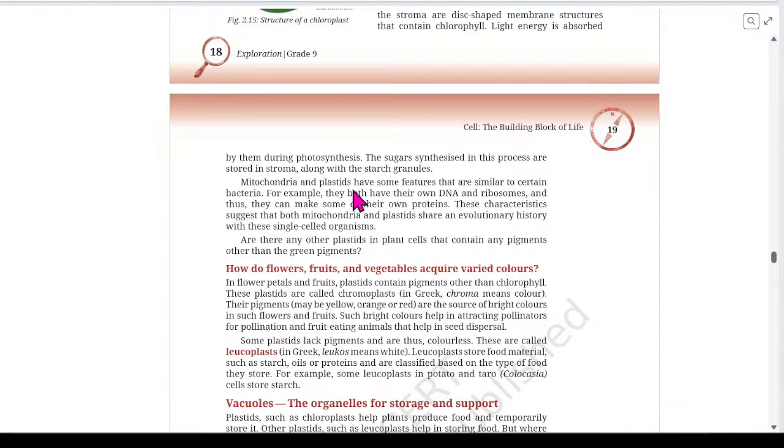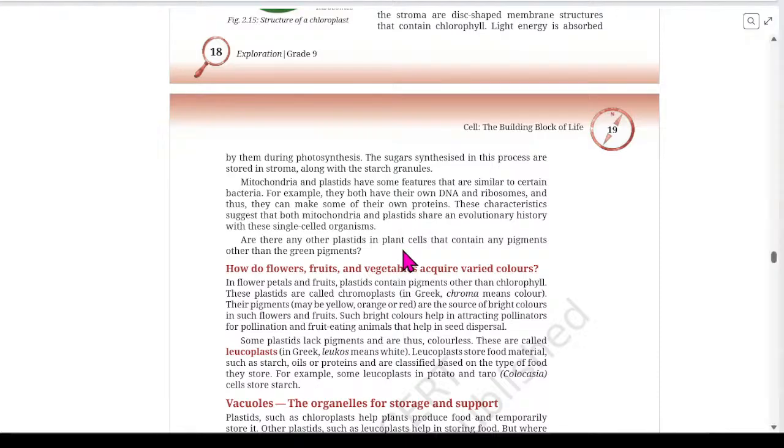Mitochondria and plastids have some features that are similar to certain bacteria. For example, they both have their own DNA and ribosomes, and thus they can make some of their own proteins. These characteristics suggest that both mitochondria and plastids share an evolutionary history with these single-celled organisms.